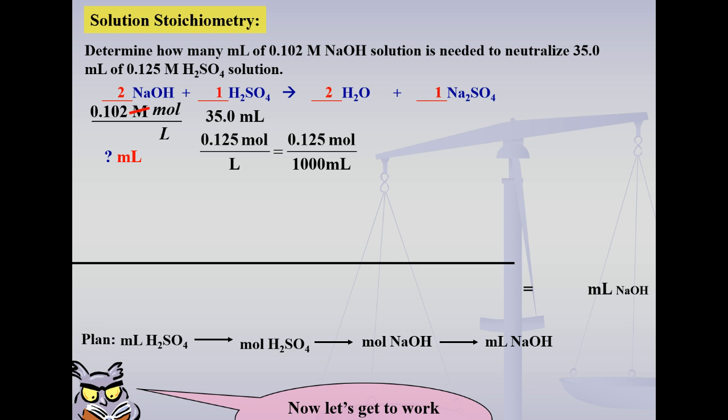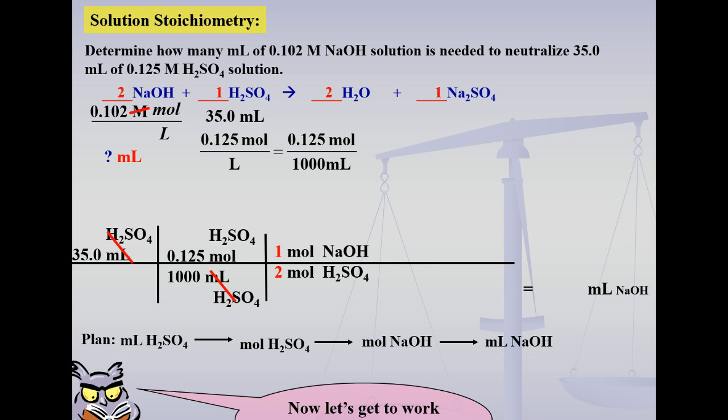Start with the given quantity. 35 milliliters of sulfuric acid. Use the molarity to change to moles. Divide out the common unit. Use the mole ratio to go from sulfuric acid to sodium hydroxide. Divide out the common unit. And last, use the molarity of sodium hydroxide to get the milliliters. Divide out the common unit.